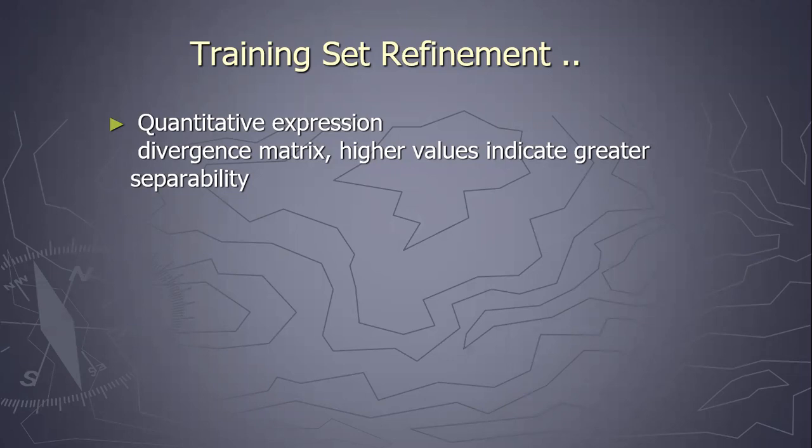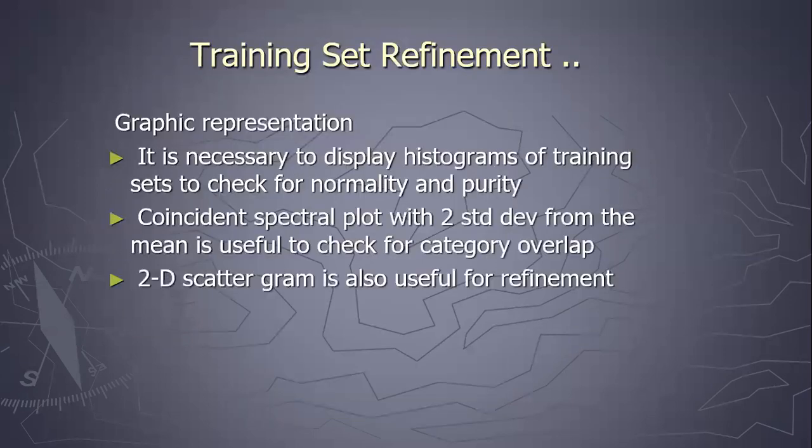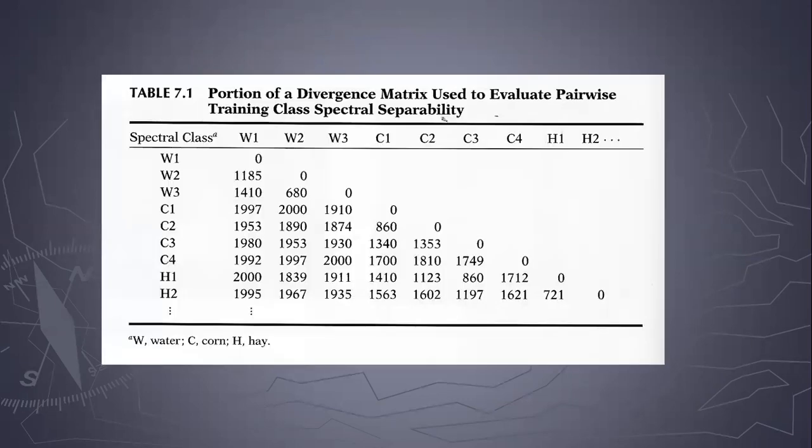Next is quantitative representation in training set refinement, that is, quantitative expression. Divergence matrix: higher values indicate greater separability. In digital image processing, we are checking whether the people acquiring the training sets or spectral signatures are doing it well. We are assessing the quality of that spectral signature. That is the process mentioned in training set refinement.